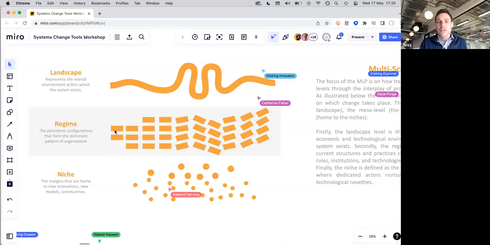In the center here is the regime, which is the dominant pattern of organization in that system. It's how things get done in the system. Down here are the niches, which are the innovations. And they're the home to the new way of doing things, new communities, new paradigms, new thinking, new technologies, whatever they may be.